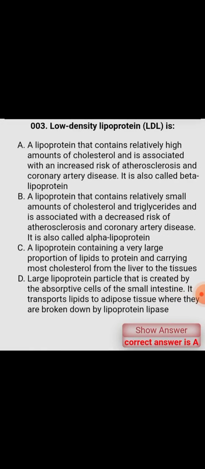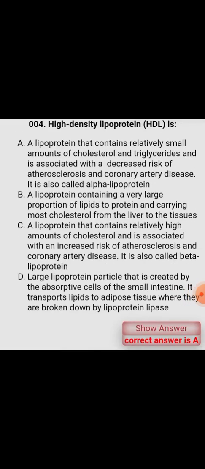Low density lipoprotein is a lipoprotein that contains relatively high amounts of cholesterol and is associated with an increased risk of atherosclerosis and coronary artery disease. It is also called beta lipoprotein.